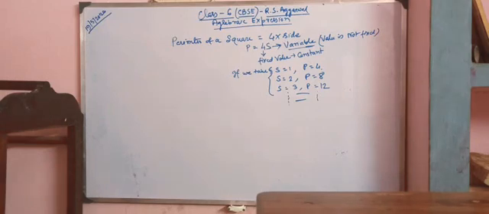So next, come to the definition of algebra. Algebra is a generalized arithmetic in which the numbers are represented by letters known as literal letters or simply literals.